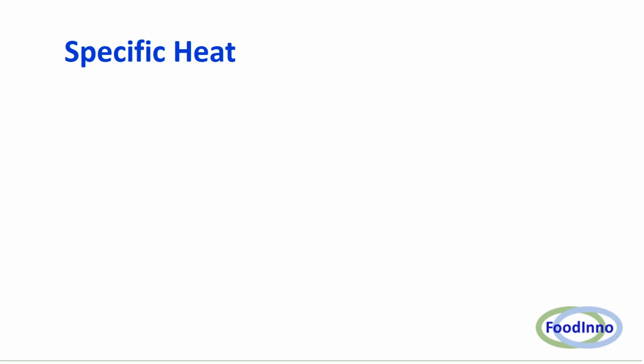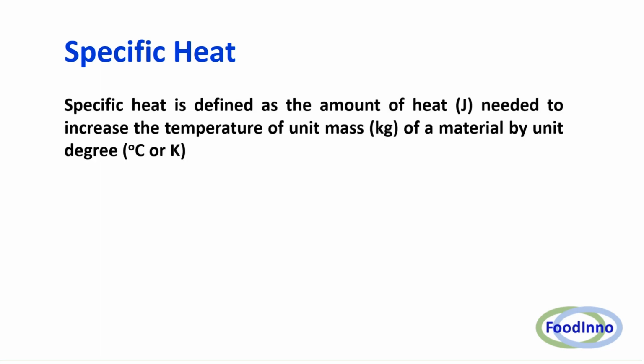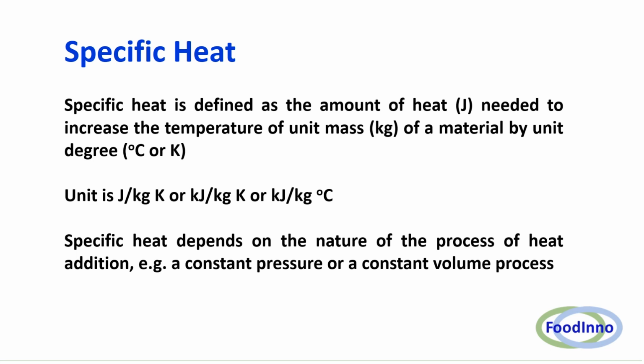First, we need to define a specific heat. A specific heat is defined as the amount of heat in joules needed to increase the temperature of unit mass, kilogram, of a material by unit degree, that is degree C or K. Unit is joules per kg per degree K or kilojoules per kg per degree K or kilojoules per kg per degree C. A specific heat depends on the nature of the process of heat addition, that is a constant pressure or a constant volume process.